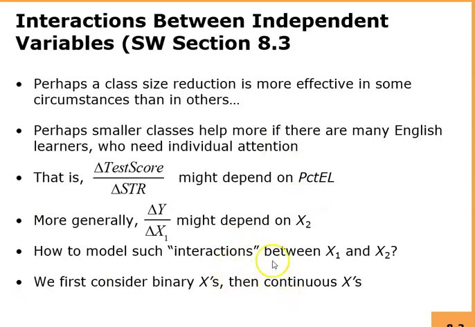So how do we model such interactions between any x1 and x2? There are different possibilities as far as interactions are concerned. x1 and x2 can be binary variables, or they can be continuous variables, or one of them can be binary and the other one can be continuous. So we'll cover all three of these cases, and we will see how interactions differ for all three of these cases, but also are similar for the most part.